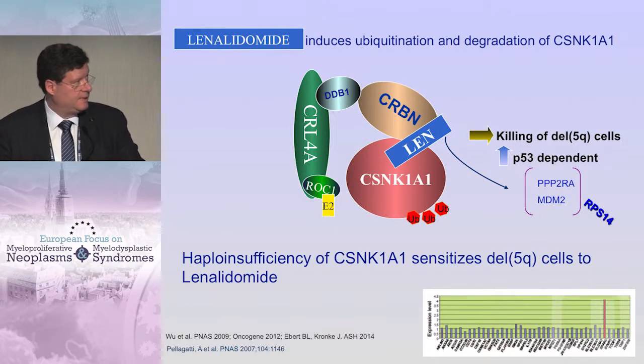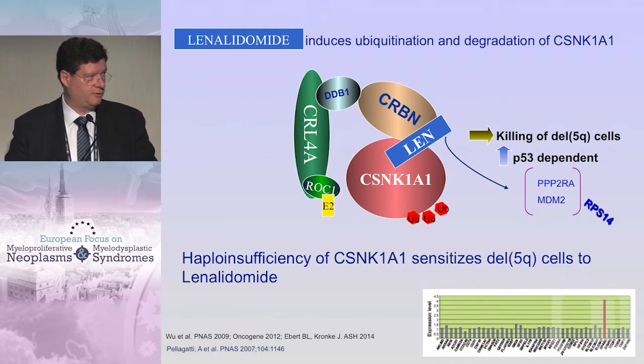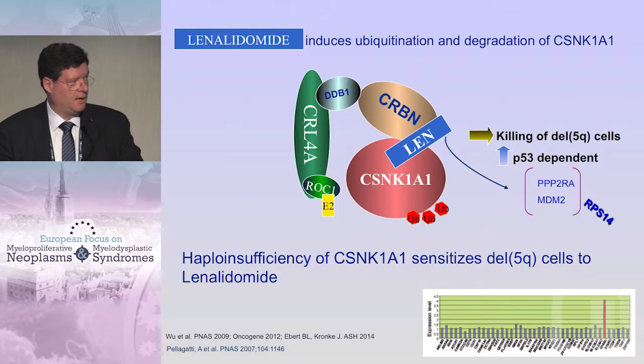On its activity, it seems that haploinsufficiency of casein kinase and other protein phosphatases like PPP2R regulatory subunit or cyclin-dependent kinase 25 make this cell susceptible to lenalidomide. It induces ubiquitination and degradation of casein kinase. It also, interestingly, shown by Andrea some years ago on CD30 positive cells in vitro culture treated with lenalidomide.